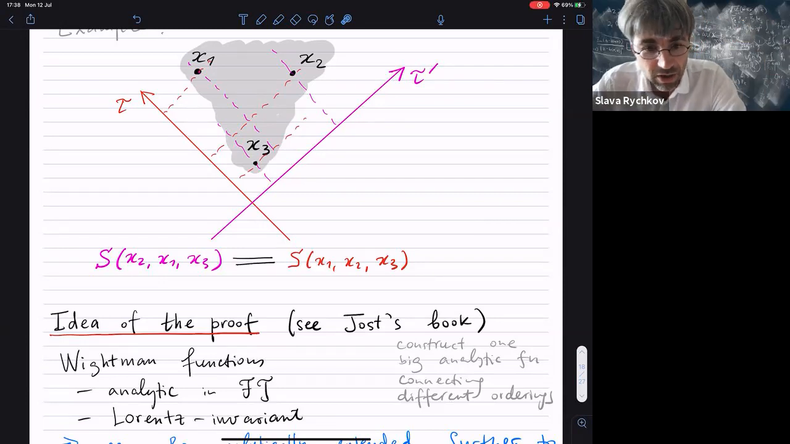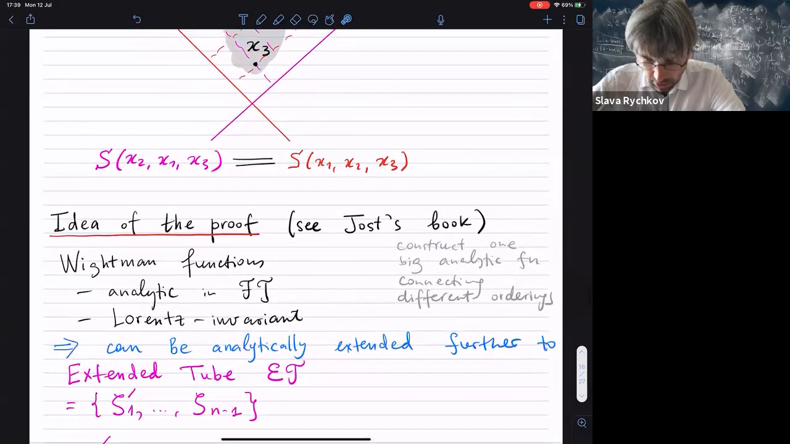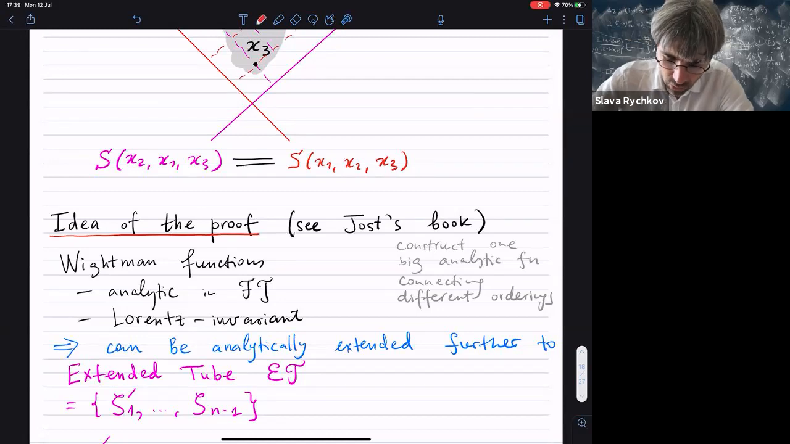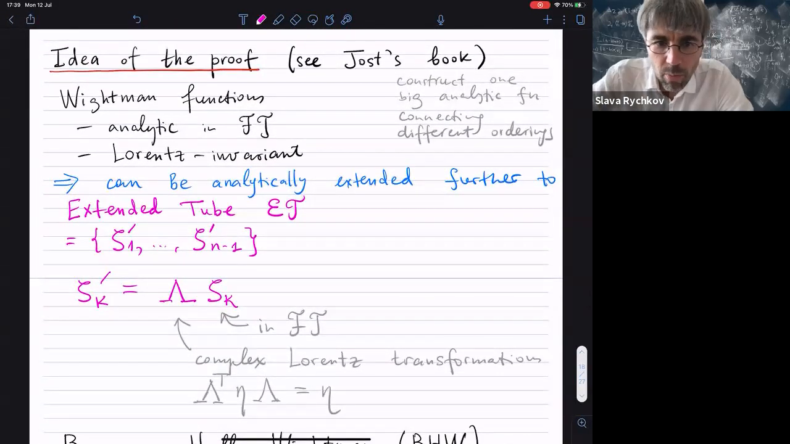So what is this big analytic function that we want to define? The key word here is something called the extended tube. There's a little bit of terminology here. We defined analytic continuation of the Wightman function to the forward tube. Now we are going to analytically extend it even further, from the forward tube to a bigger set called the extended tube. The extended tube is again parameterized by complex zetas, zeta one prime through zeta n minus one prime, and these complex zetas are obtained from zetas in the forward tube.